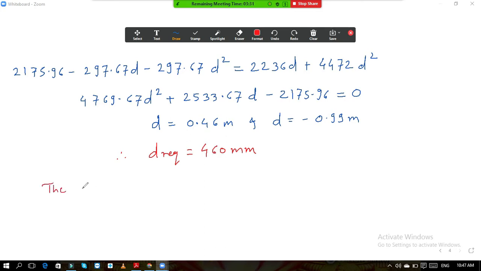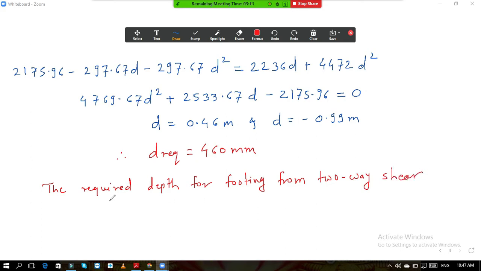The required depth for footing from two-way shear, that is punching shear, consideration is 460 mm. It is 460 mm. Okay. I hope now you are clear with this point.